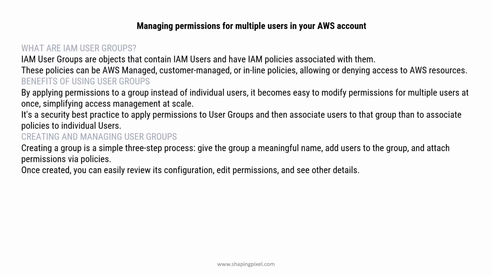It's a security best practice to apply permissions to user groups and then associate users to that group, rather than associate policies to individual users. Creating a group is a simple three-step process. Give the group a meaningful name, add users to the group, and attach permissions via policies. Once created, you can easily review its configurations, edit permissions, and see other details. IAM user groups are a game changer for managing multiple users in your AWS account, simplifying your access management and enhancing security by leveraging these powerful features.